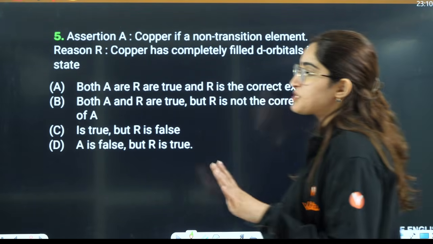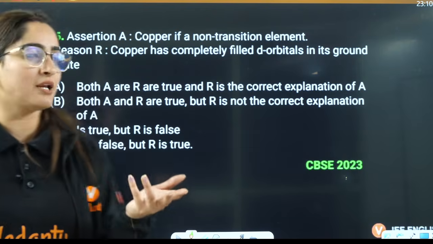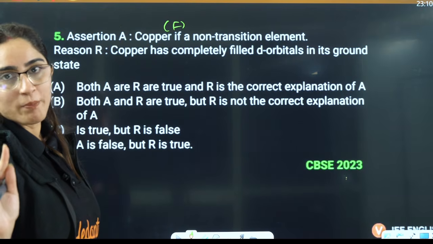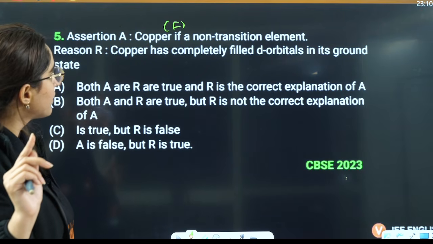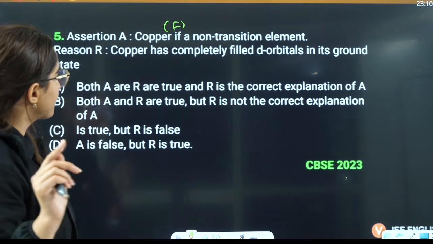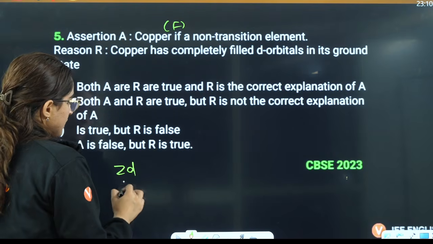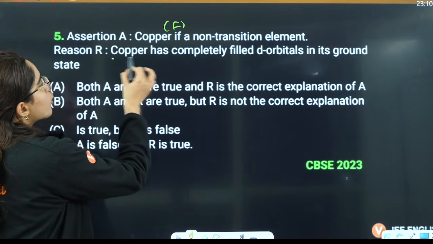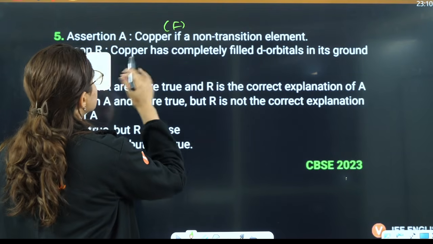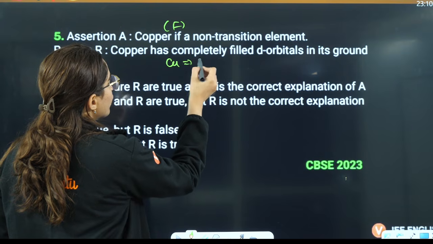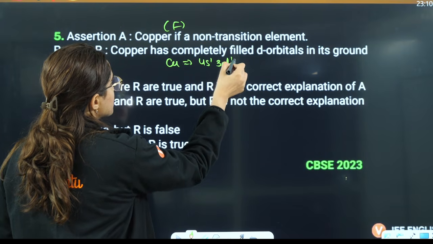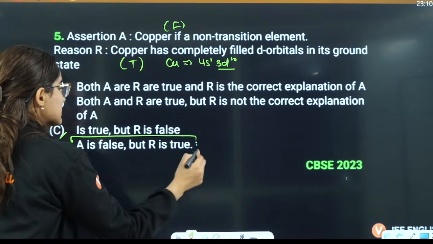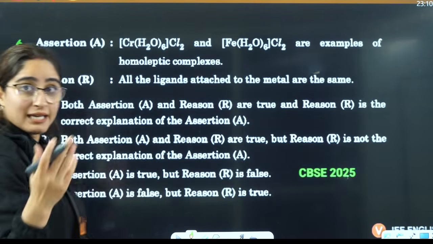Copper is a non-transition element. If copper is a non-transition element, is that correct? That is definitely false. Zinc, cadmium and mercury. These are non-transition elements, right? Copper has completely filled d orbital in its ground state. Copper is Cu, right? It is 4s1, 3d10. So it is definitely completely filled. That is true. So A is false, but R is true. That is D is the correct answer here, right?